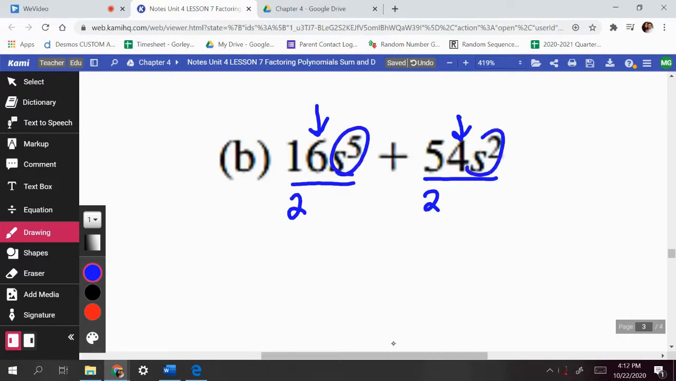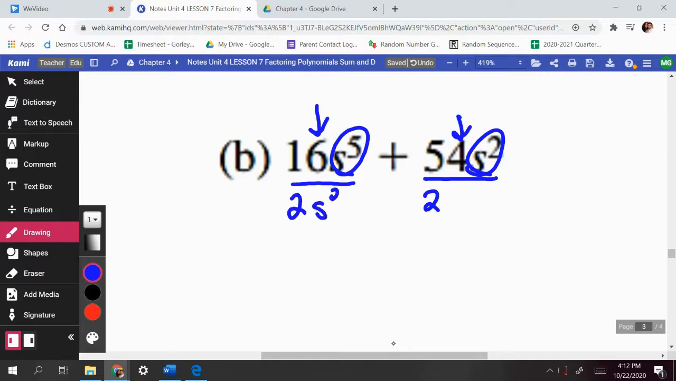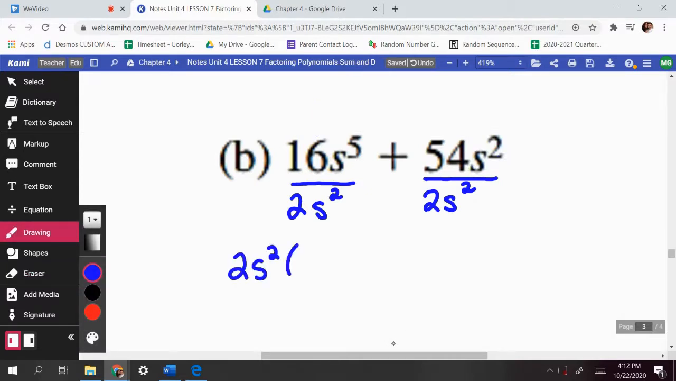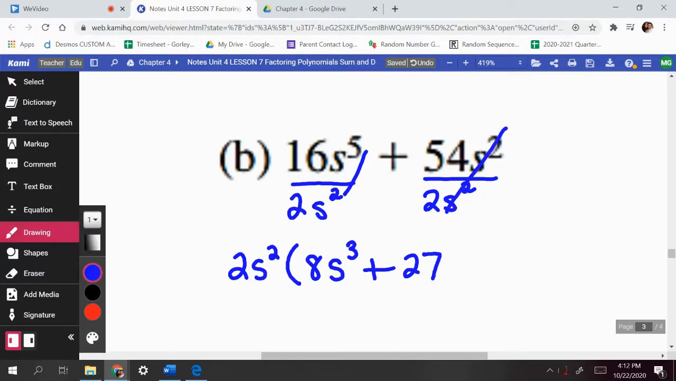Then if I look at my variable, I'm not going to choose s to the 5th because otherwise I'd end up with a fraction. We're going to have to choose the lower of the two exponents. So we'll have s squared. Okay, so let's factor out that GCF. 2s squared. 16 divided by 2 is 8. Here, if I subtract the exponents, we would get s cubed plus 54 divided by 2 is going to be 27. Is that right? 27. And then s squared divided by s squared, those cancel out. They just give you 1. Okay, so there we go. That is GCF factoring we use there.